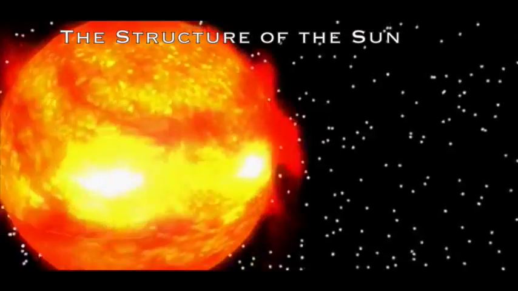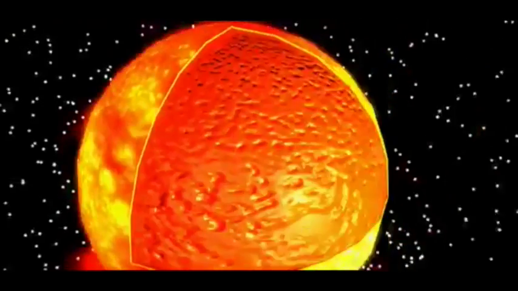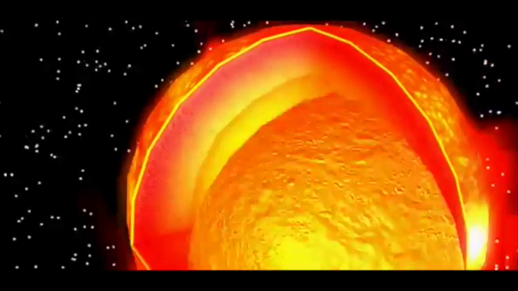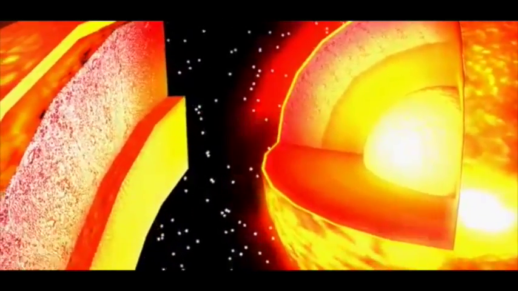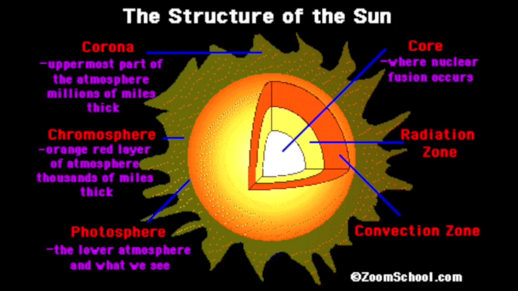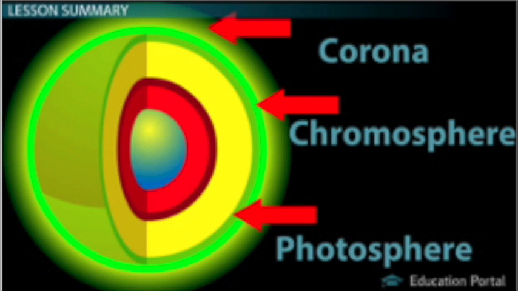The Sun was formed 4.5 billion years ago and lies 149,712,000 kilometers from the Earth. Its structure consists of four main layers: the core, the radiation zone, the convection zone, and the atmosphere. The atmosphere is thousands of kilometers thick and includes the photosphere, chromosphere, transition region, and the corona.